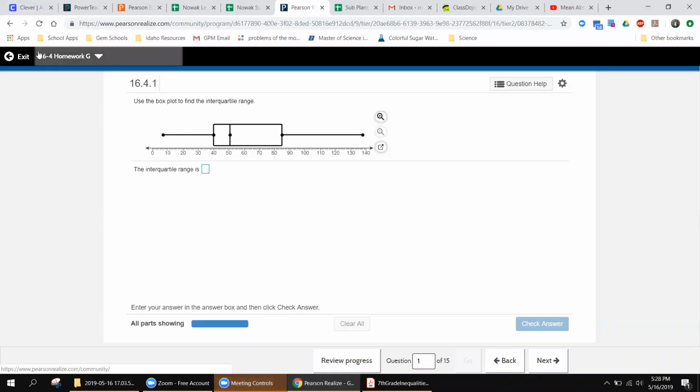Alrighty, next up, I got 16.4, all about interquartile range. Okay, what the heck? Those are some big words right there. Guess what? Not that tricky. So when we're talking about interquartile range, we are definitely going to be working with box plots, which are these right here.